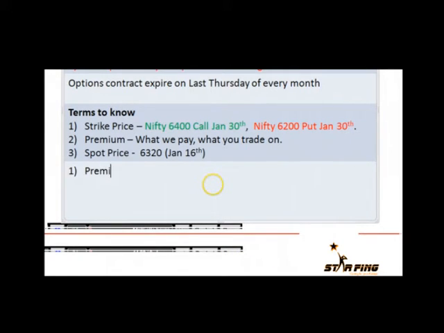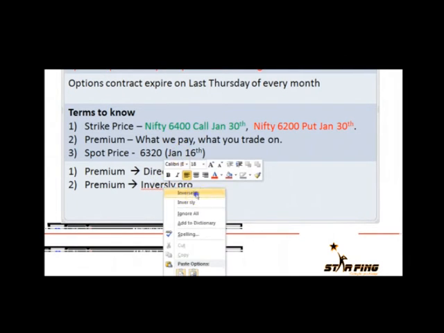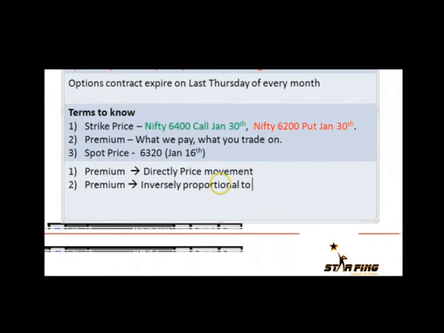So to summarize in short, finally, premium, like I said, is what you trade. Premium is directly proportional to the price movement, and the premium is inversely proportional to the time left to expiry, meaning as the time goes closer and closer towards the expiry, the premium will tend to fall down.